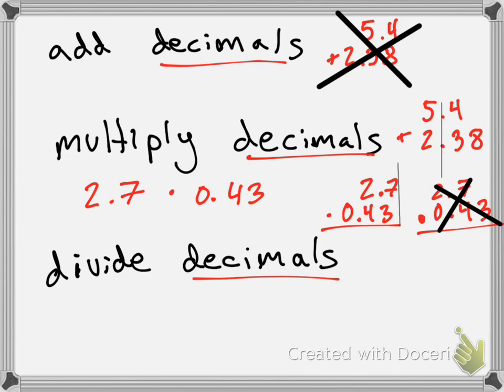So the first one, when we line up our decimals, it's for adding and subtracting. I didn't include the word subtract. The second one, we line them up to the far right when we're multiplying. Now, does anybody remember what we do when we divide decimals?